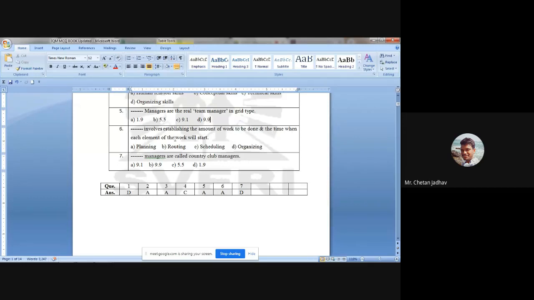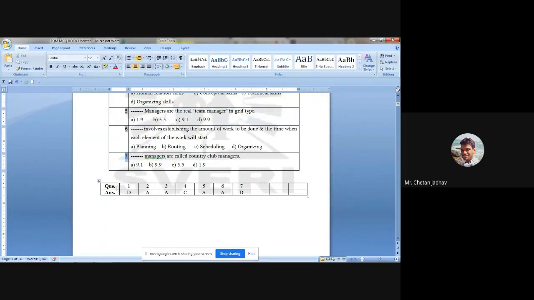and the time when each element of the work will start. For any organization, the first basic step is planning. So planning involves establishing the amount of work to be done. Whatever we have to do, we make a to-do list, that is planning, and at the correct time we have to complete that work. So planning is the right option. Next is again the same question in a different manner, question number 5 and question number 7.